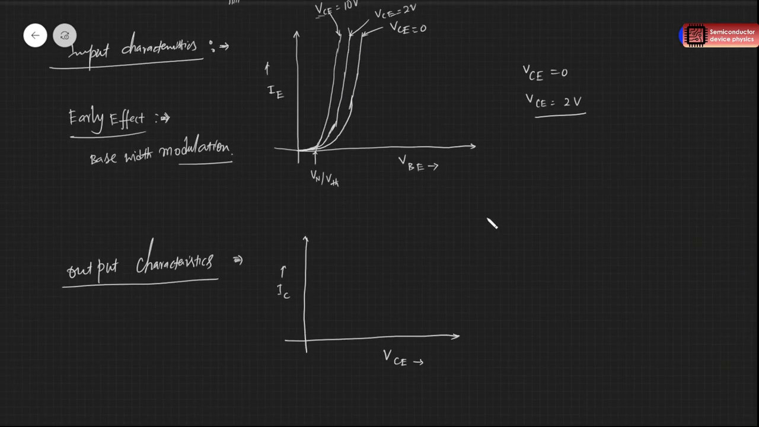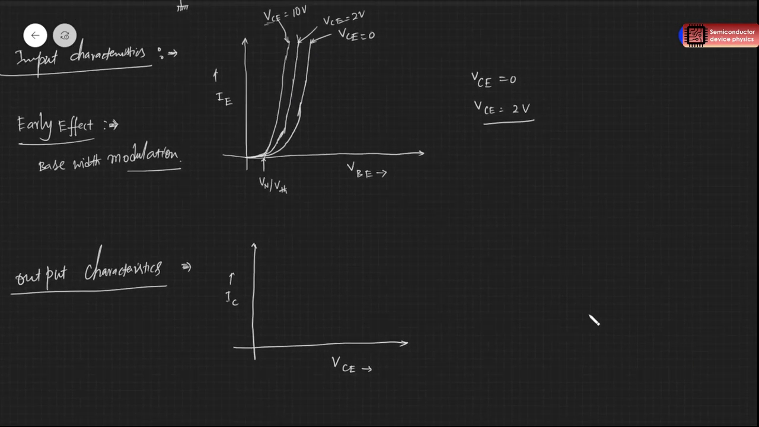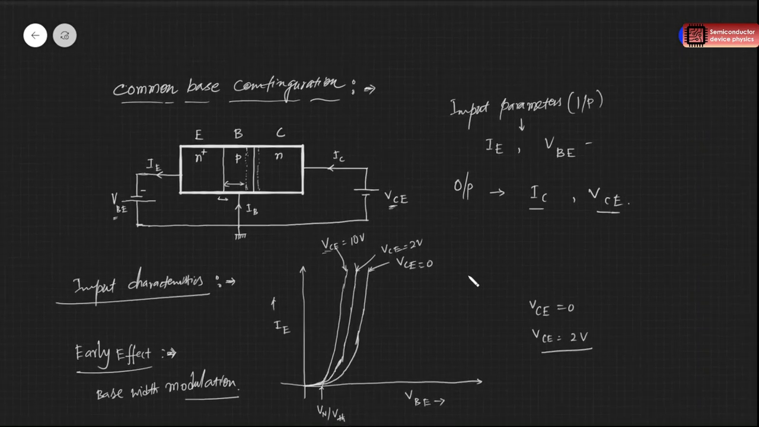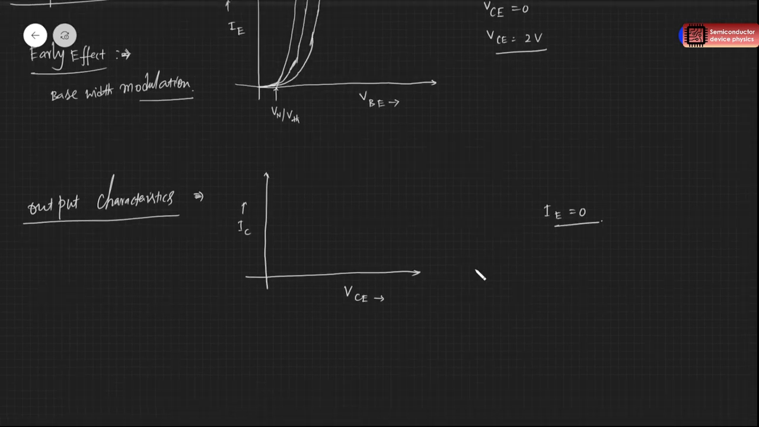To start with, let's say our emitter current is 0. Emitter current being 0 means the emitter terminal is kind of open, and this base-collector junction is in reverse bias in this configuration. So as we increase VCE, it will be like a diode reverse characteristic. Let me just draw it here.